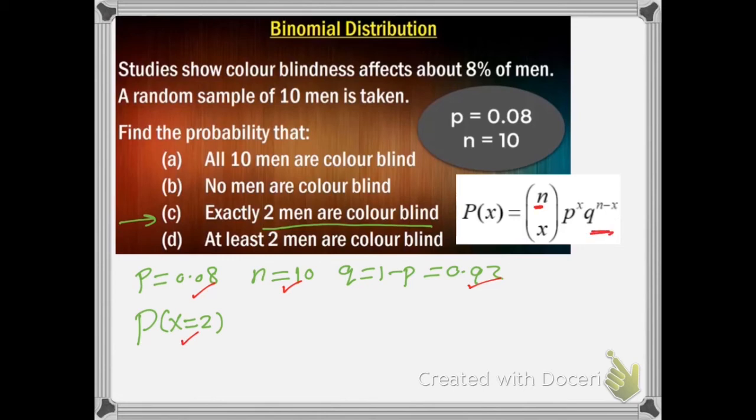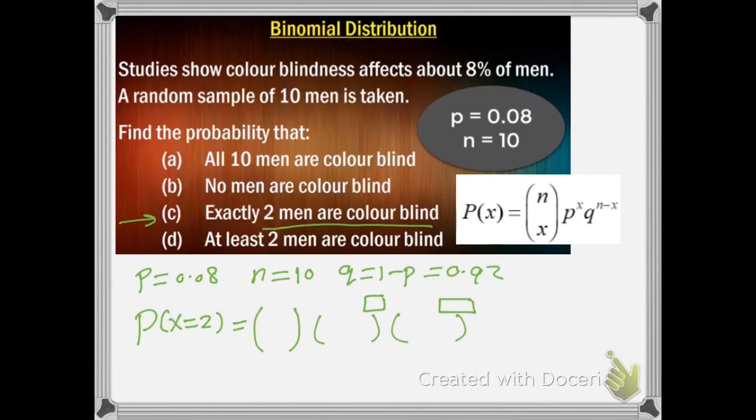That means I will remove this n and put 10. I will replace this x and put 2. I will replace this p and put 0.08. And I will replace this q and put 0.92. What about the power x? x equals 2. And what about n minus x? It will be 10 minus 2.